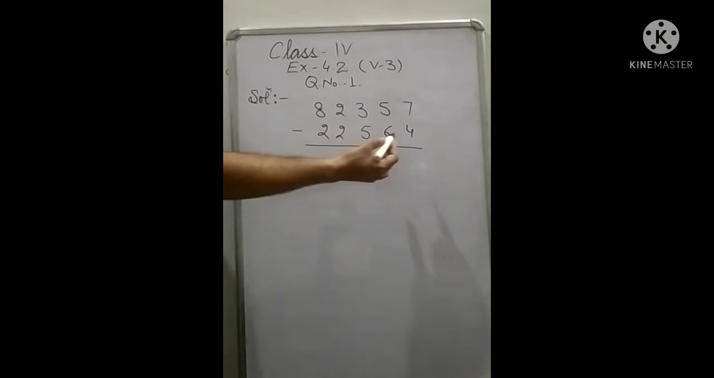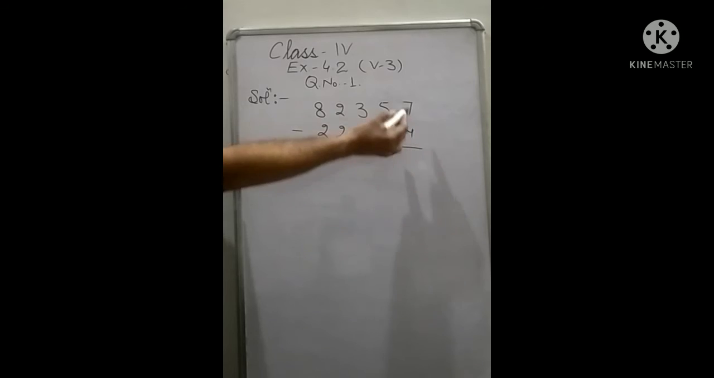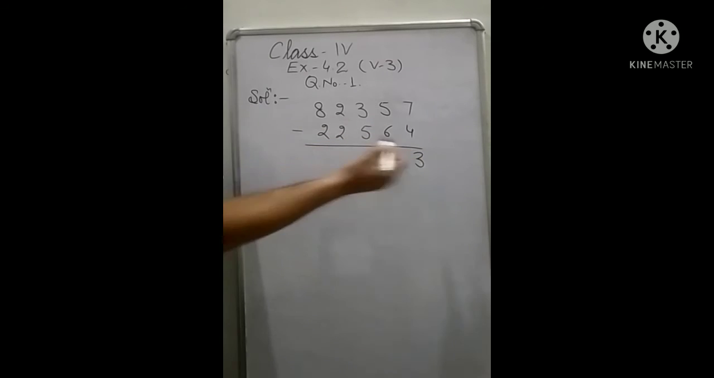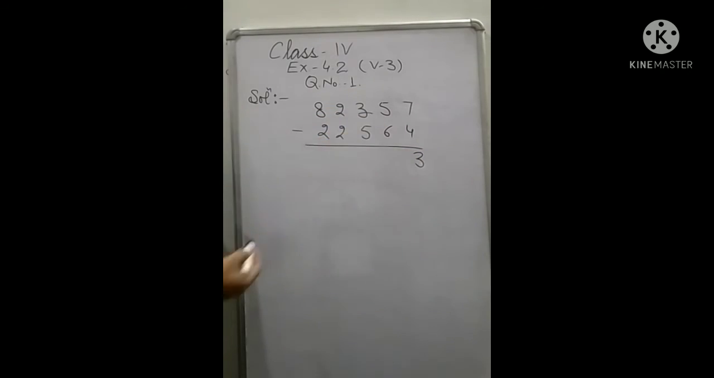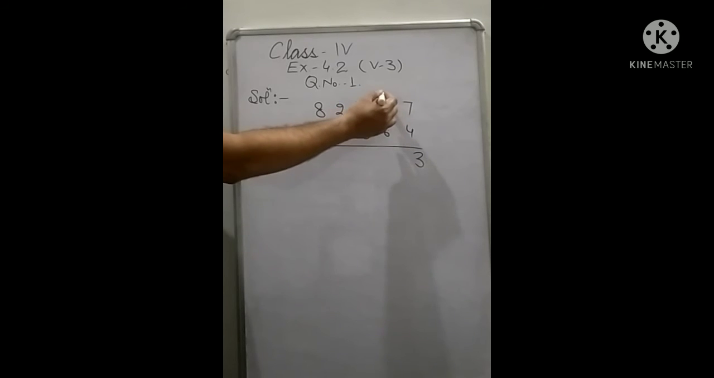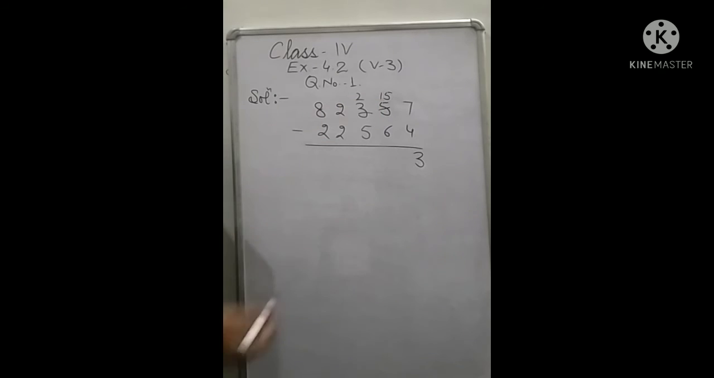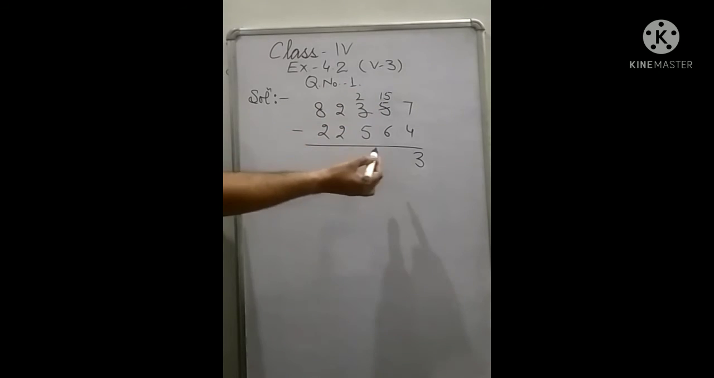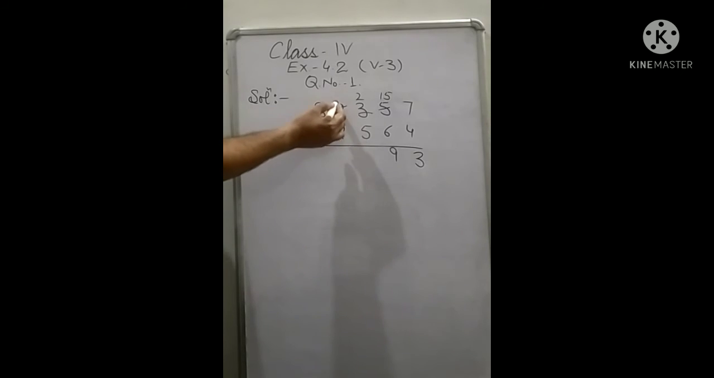First of all, start dealing with the ones place. Subtract 4 from 7. What will you get here? 3. Now this number is smaller, so you have to take a borrow from the next place. Take 1 borrow from here, so this number will become 15 and this number will be left 2. Now subtract 6 from 15. How much will you get? You will get 9.